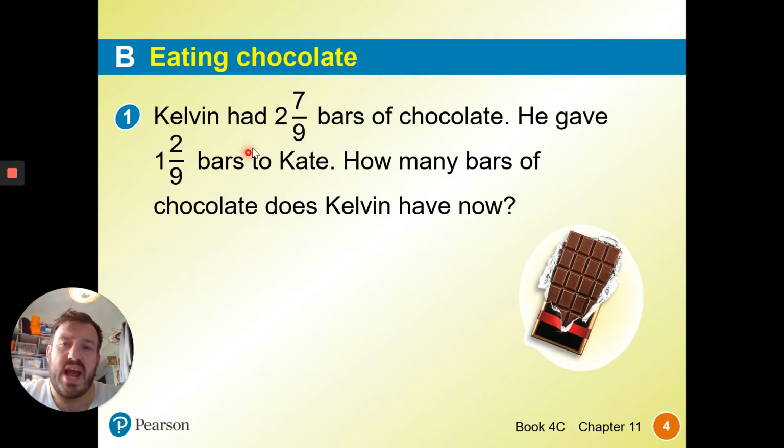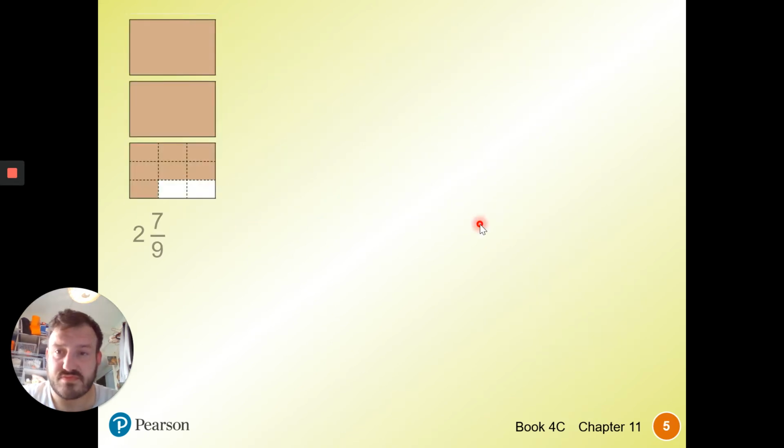Okay, so now we're going to look at mixed numbers. And again, you can bet it's going to be the same operation. Kevin has 2 7/9 bars of chocolate. He gave 1 2/9 bars to Kate. How many bars of chocolate does Kevin have now?